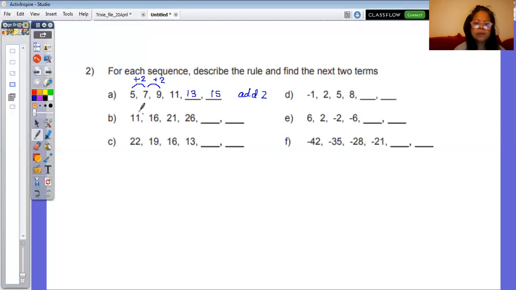Okay, so for this one, again, still going up. To go from 11 to 16, you go up by 5. Let's see if it's happening here. 16 to 21, the same thing, add 5. Okay, so the rule is add 5. So when we apply it here, you add 5, you add 5.